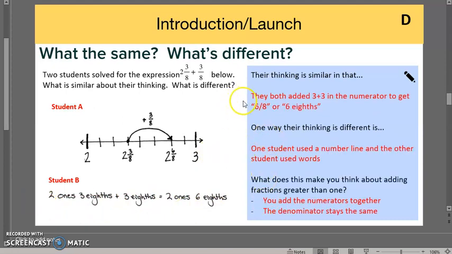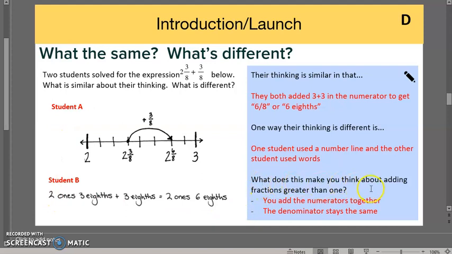Here are some example responses that you can compare your responses to. Their thinking is similar in that they both added 3 plus 3 in the numerator to get 6/8. Here we see 6/8, and then we see that being added and we get 6/8. One way their thinking is different is one student used the number line and the other used words. Student A used the number line, student B used their words.